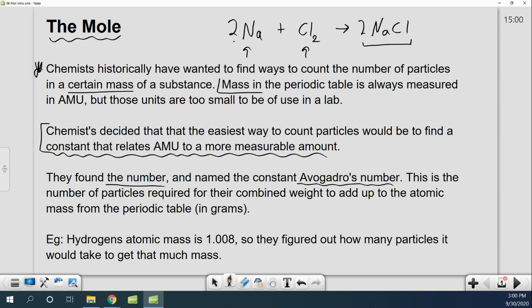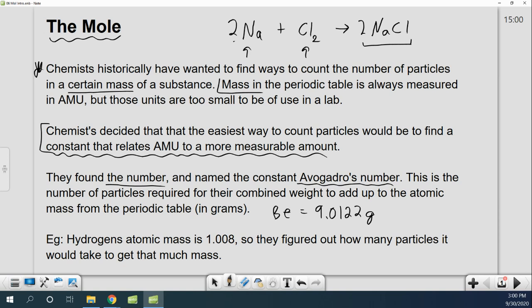Now, Avogadro was a very famous scientist, did a lot of good work, and so he got a number named after him. Kind of cool. Real smart guy. Not very pretty, but very smart guy. This is the number of particles that you need for their combined weight to add up to the atomic mass from the periodic table in grams. So if I'm looking at my beryllium example, beryllium is 9.0122. That's its atomic weight. So how many atoms would it take me to get this many grams?